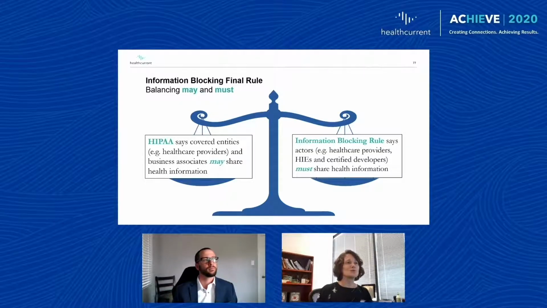And if I come to the conclusion that it would be inappropriate for me to share the health information, as we're going to talk about, I want to structure my decision to not share or to delay giving access, exchange, or use of electronic health information in a way that qualifies my decision for a safe harbor, so that I will not be subject to an OIG investigation or enforcement action.